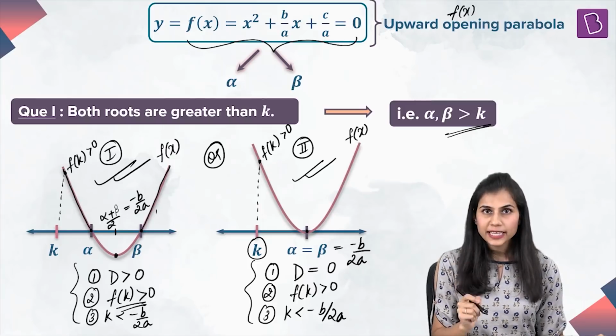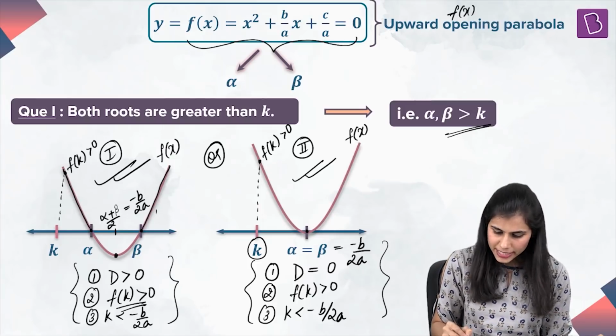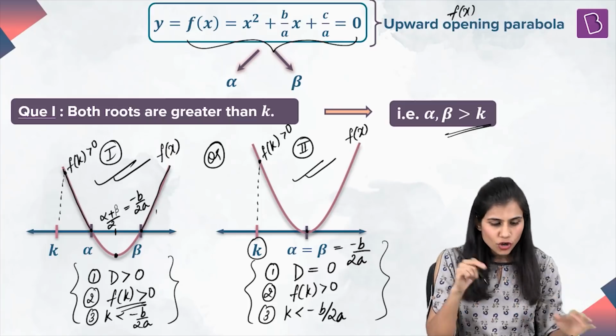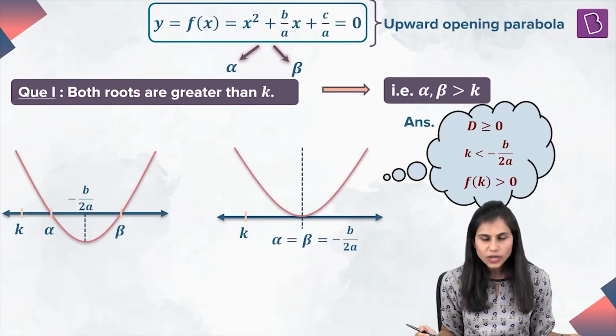Okay? So that means when I club these conditions and these conditions together, I get the mathematical answer of my first question. What?